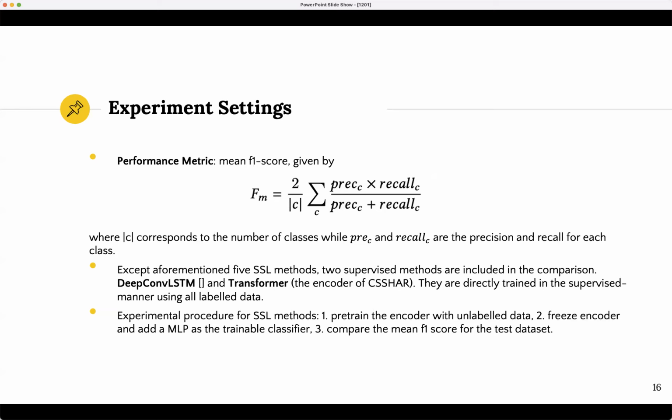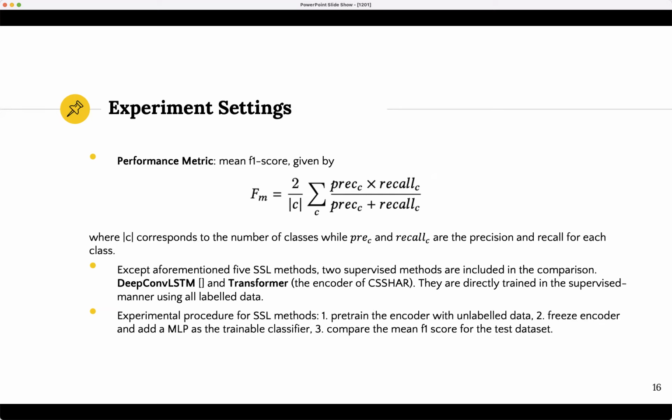And the performance metric here uses the mean F1 score given by this equation, where C corresponds to the number of classes, while precision C and recall C are the precision and recall for each class. The mean F1 score is more suitable than accuracy here to evaluate the performance of models, especially on unbalanced datasets.